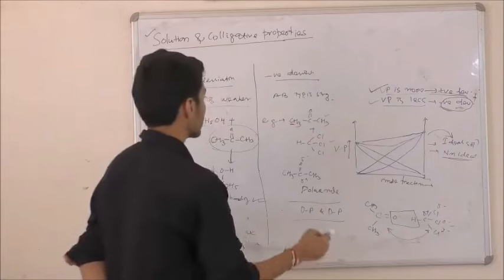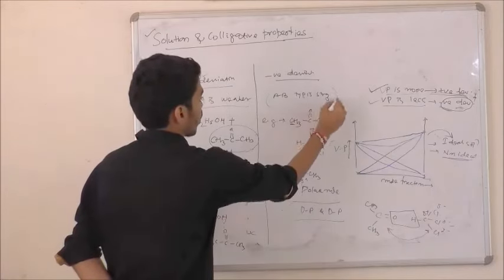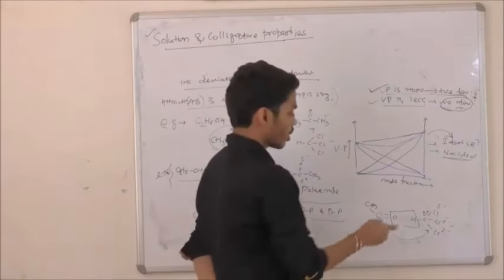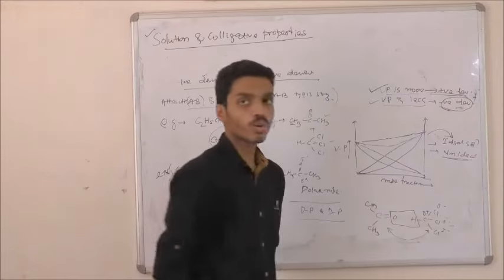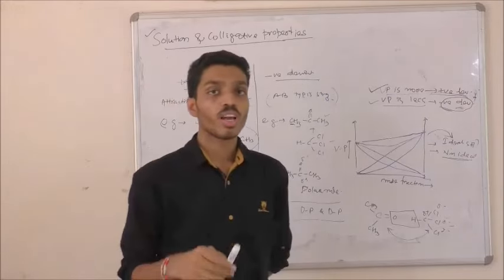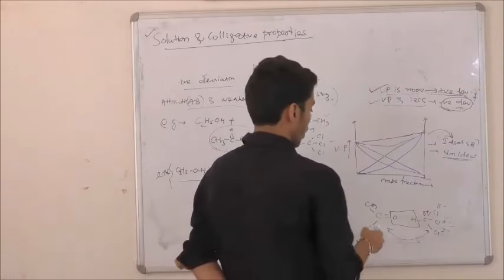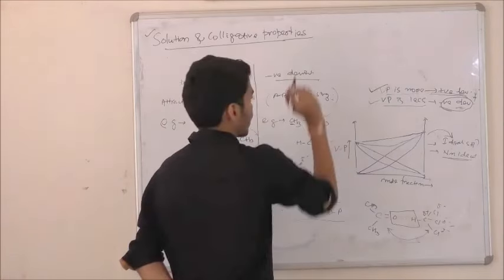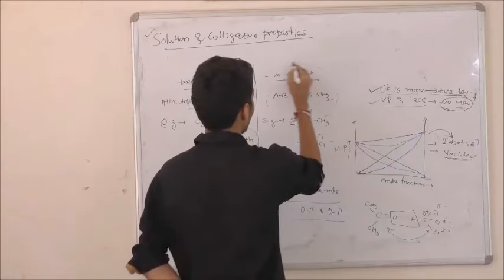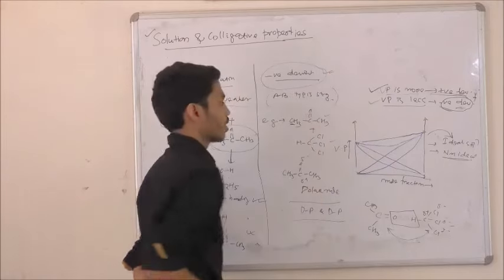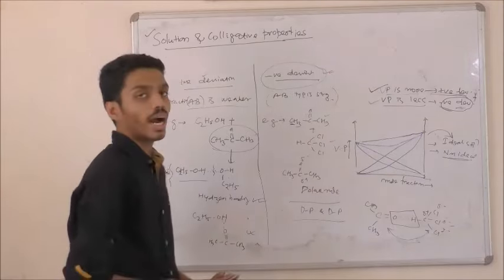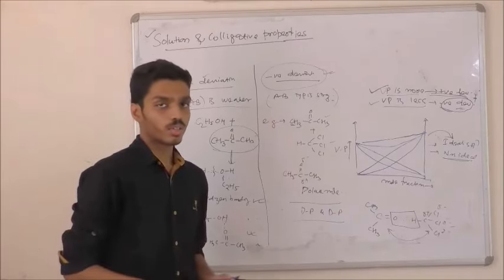So now you can see that the intermolecular force of attraction between the acetone molecule and the chloroform molecule has increased. As a result, we get less vapor pressure, and hence we are getting negative deviation. So this was all about ideal solution and non-ideal solution.